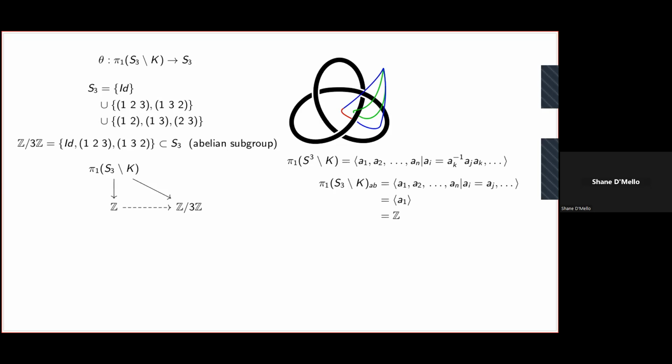So you see, if I want to understand the homomorphisms from the fundamental group of the complement of the knot to S3, I can understand them by knowing what the generators are taken to.